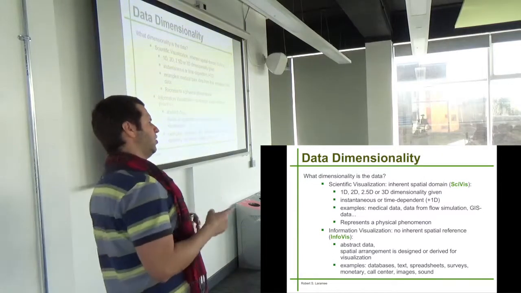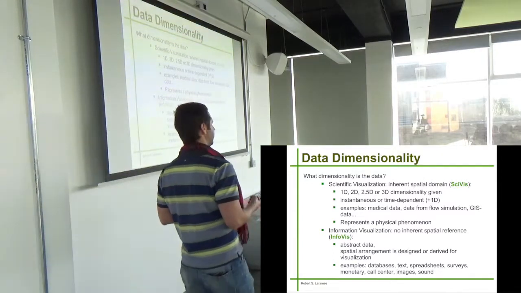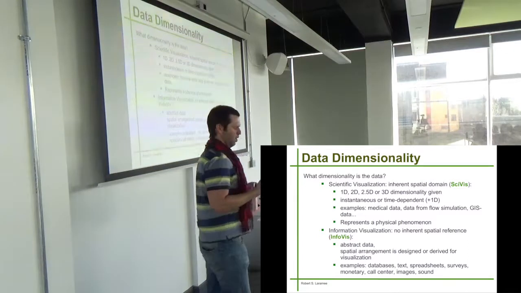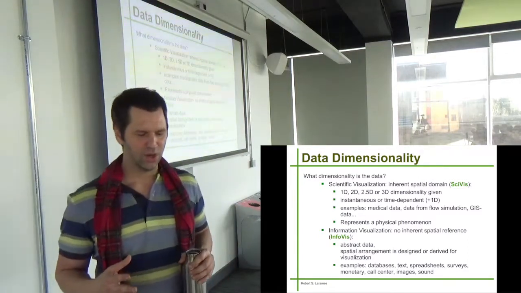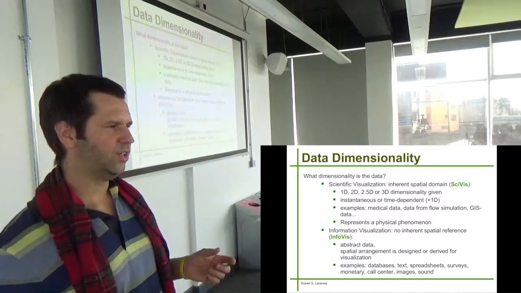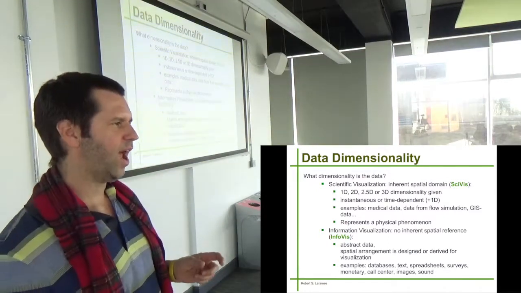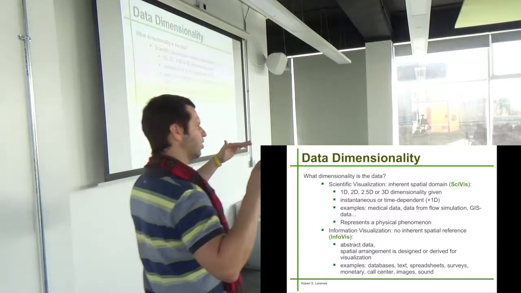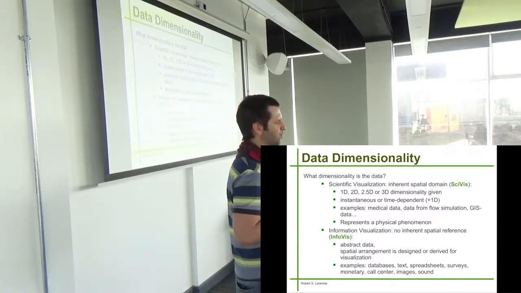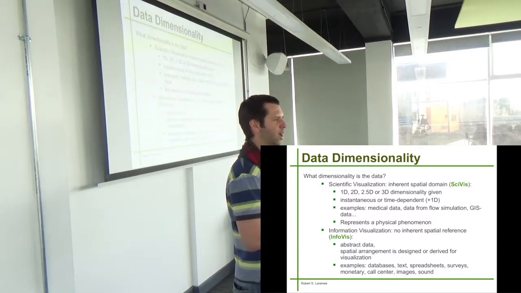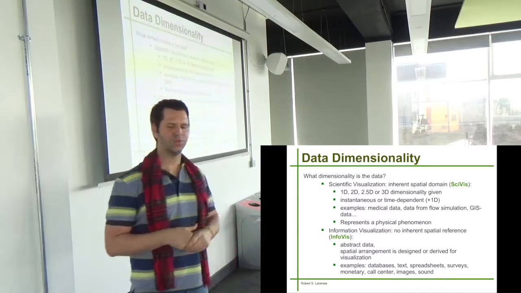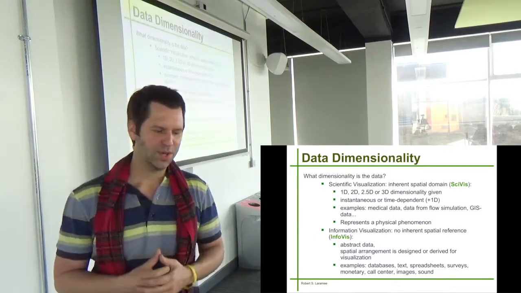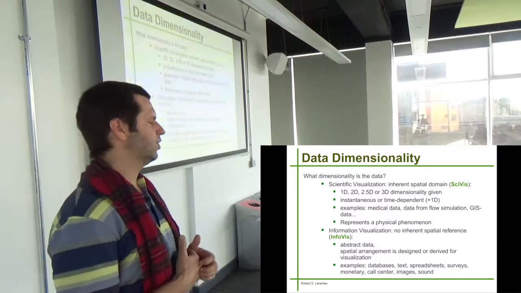There, the word dimensionality is used differently. So, a data dimension in information visualization context essentially is synonymous with a data attribute. So if it's stored in a spreadsheet, every column in the spreadsheet we would call a data dimension or a data attribute. It's not the same as the word dimension used in the scientific visualization sense.